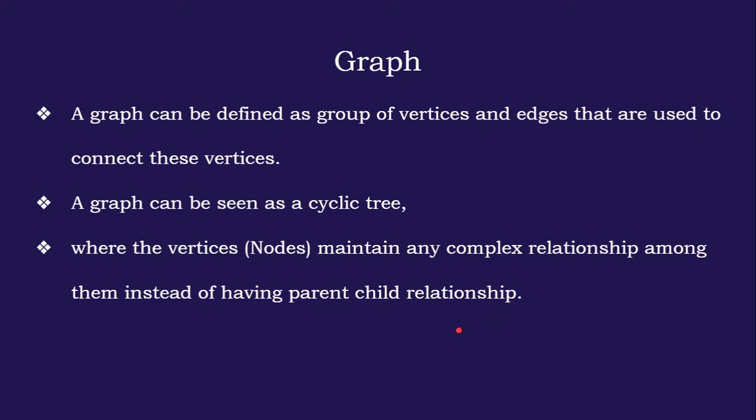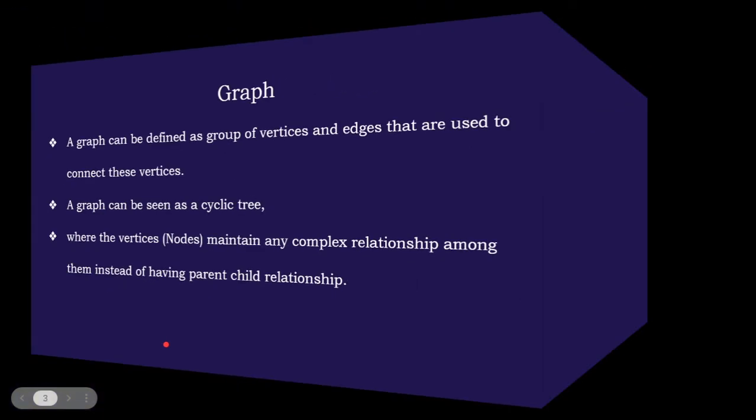In the case of a tree, the control flows from root to the leaves, that means from top to bottom. But in the case of a graph, there can be a connection between one node to any other node in the graph. Let us see a few terminologies in the graph.